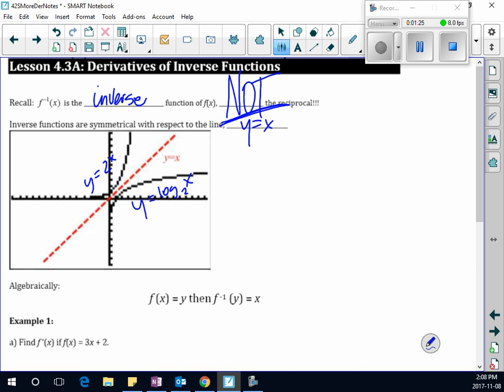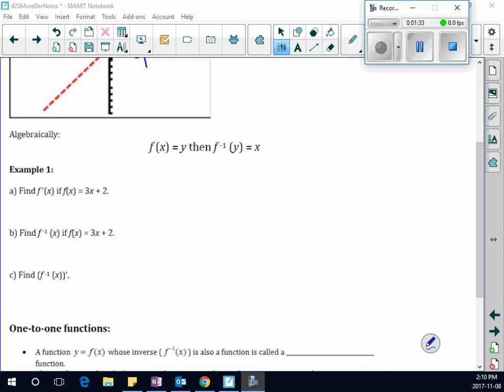We're not necessarily talking about logs today. We're just talking about inverses, so just relax. Algebraically, we switch the x and the y around to get the inverse. Do you remember how to do this from grade 12?